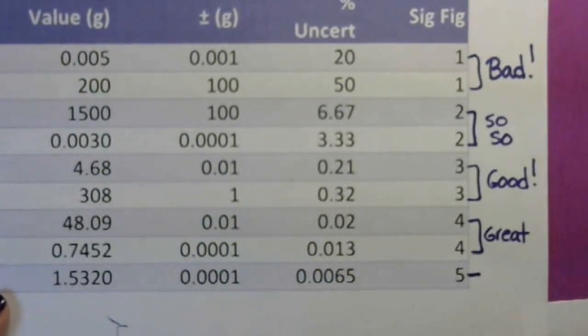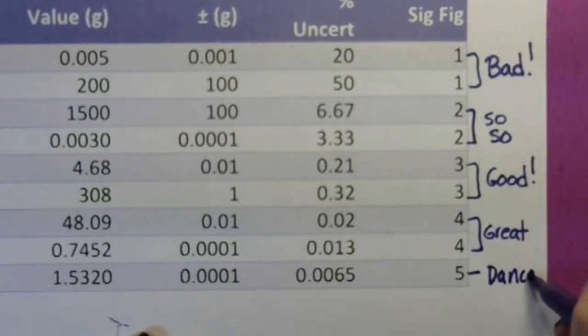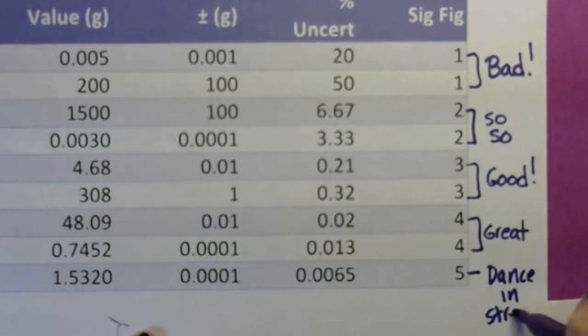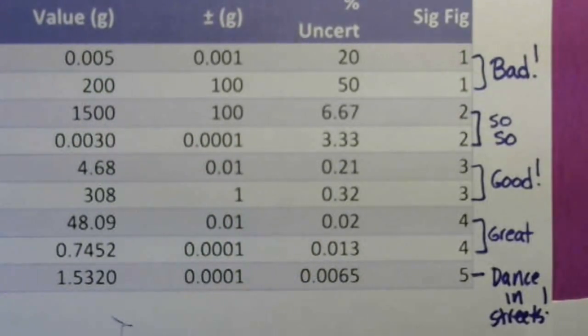And what about 5 significant figures? Oh my, look at that percent uncertainty, so small. This is what I call dancing in the streets. You're just so happy you have so many significant figures.